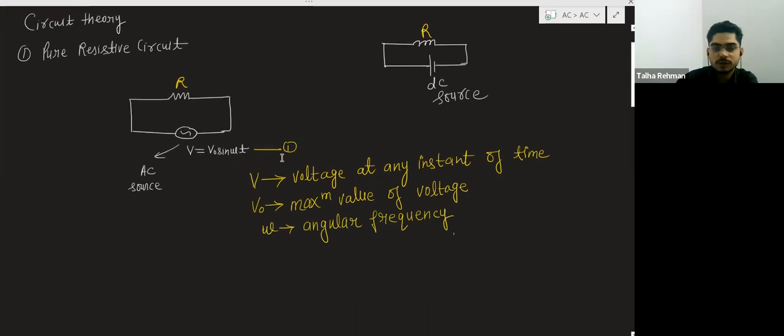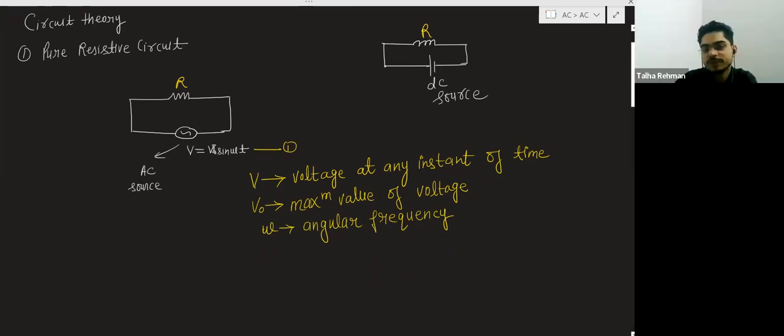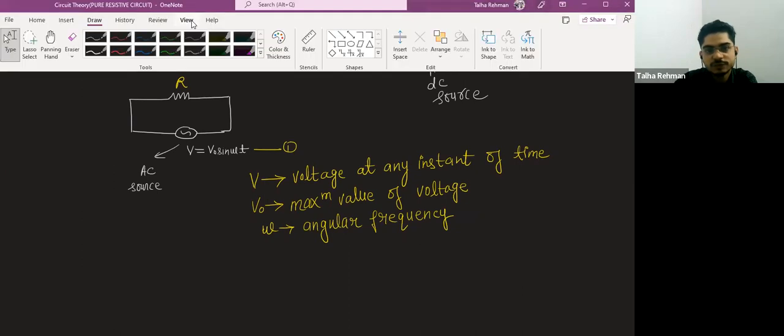Okay. What is t? t is representing time. So I am not writing that. This is sine omega t. So basically, this voltage is a function of sine.